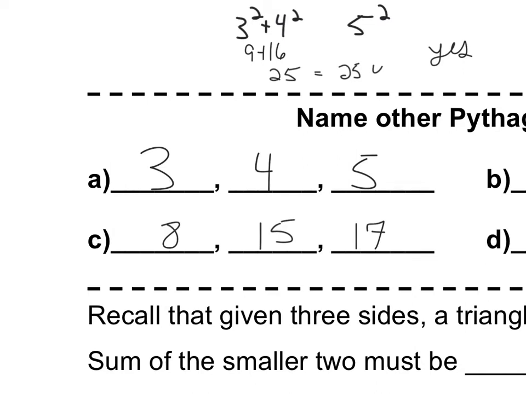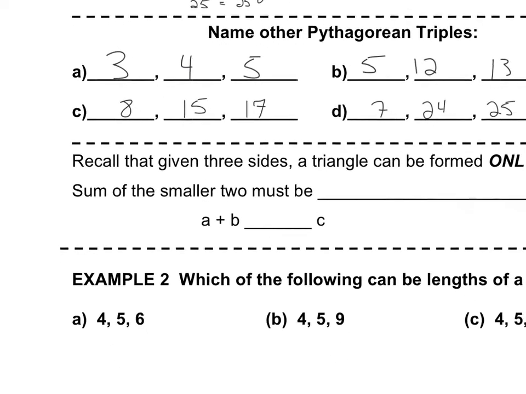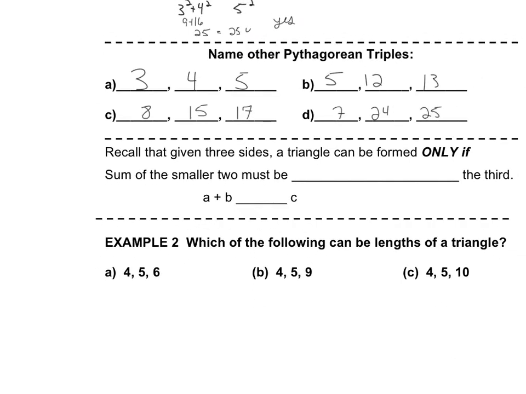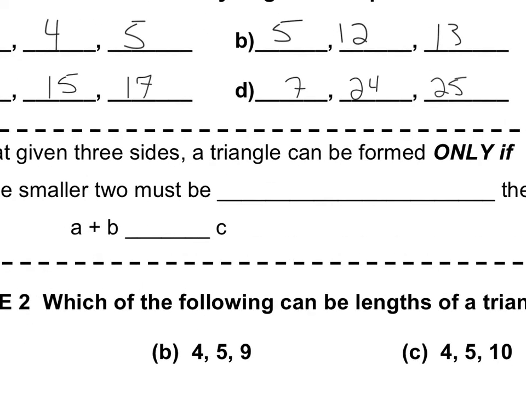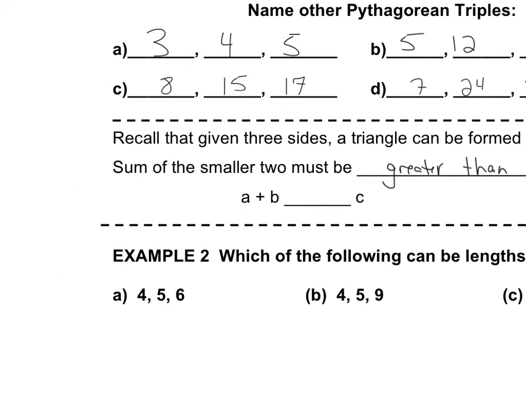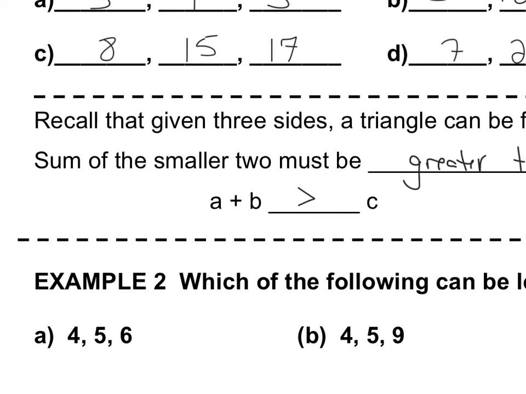So if you see some of these in a Pythagorean theorem problem, I don't even need to see work. If you remember that, oh, well, 3 is a and 5 is c, well, 4 must be b, that's totally fine. It says, recall that given three sides, a triangle can only be formed if the sum of the smaller two sides is greater than the third. In other words, a plus b must be bigger than c. So we can use this to help us find if they're triangles or not.